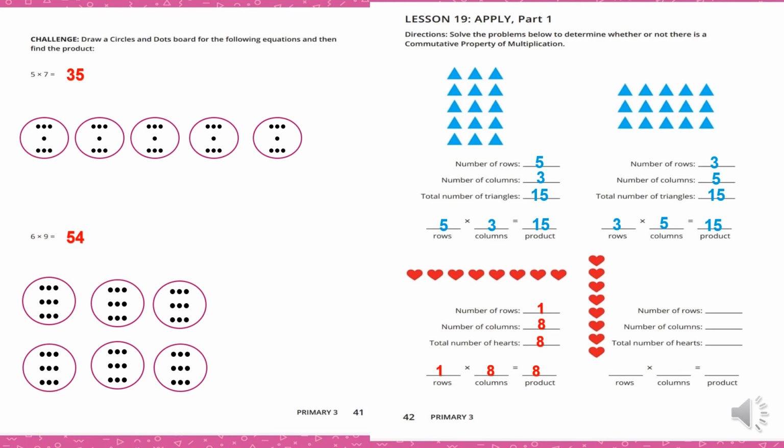Okay, here in the next array, number of rows. How many rows do we have? 1, 2, 3, 4, 5, 6, 7, 8. Number of columns. How many columns? Just 1. So the total will be 8 times 1 equals 8. So they are the same. This is commutative.